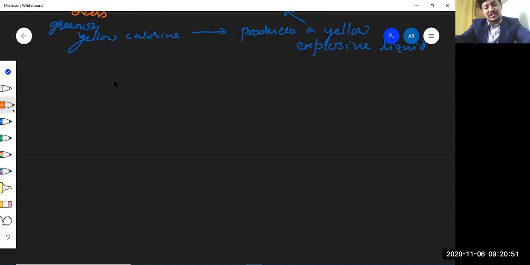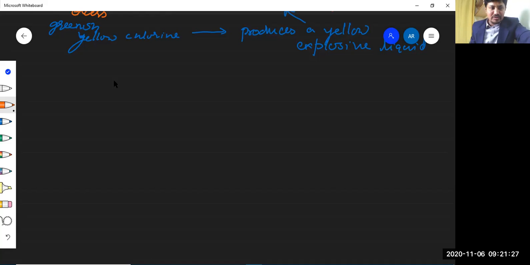And also you can test with indicators. When we pass ammonia gas over moist red litmus, it turns blue. When we pass ammonia gas through phenolphthalein, the colorless phenolphthalein turns pink. When we add liquid ammonia to methyl orange, the methyl orange turns yellow in color. So that is the action of ammonia on indicators. And passing ammonia gas through copper sulfate is also a test.